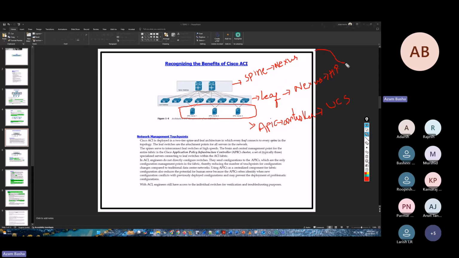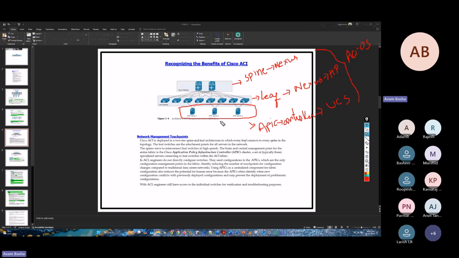And all of these three run ACI OS. Any questions on this, folks? There are three components: Epic controller, Leaf, Spine. The hardware of those components is Nexus and UCS, and the software of those components is ACI OS. Any questions on this? It's straightforward.